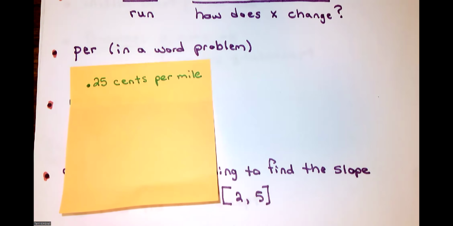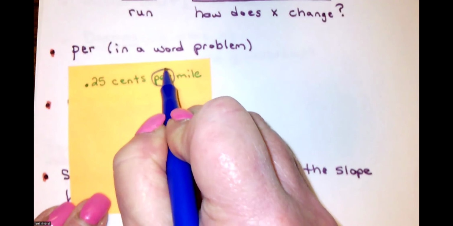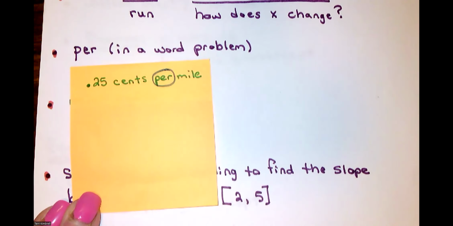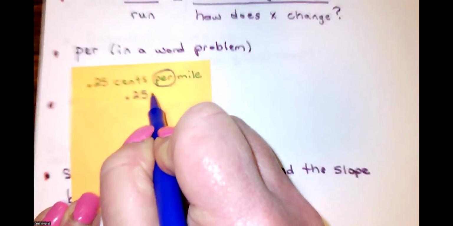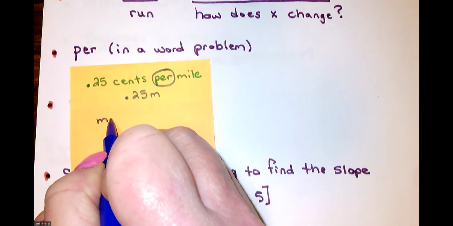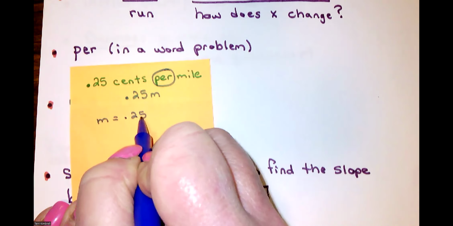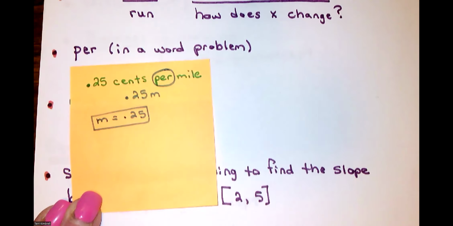When you see a word problem, a lot of times you see the word per. And that's going to tell you that you would have the slope. So in this problem, maybe a taxi cab is charging 25 cents per mile. So that would mean that 25 cents per mile would be your slope. So your slope would be 25 cents. That would mean that every mile you're paying an additional 25 cents.